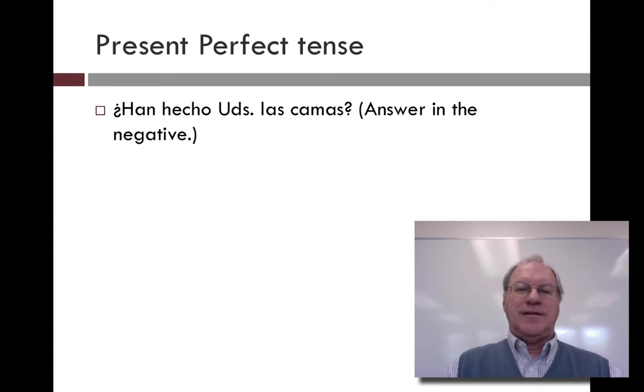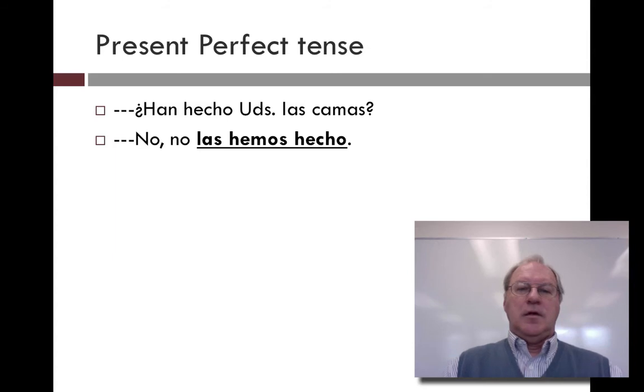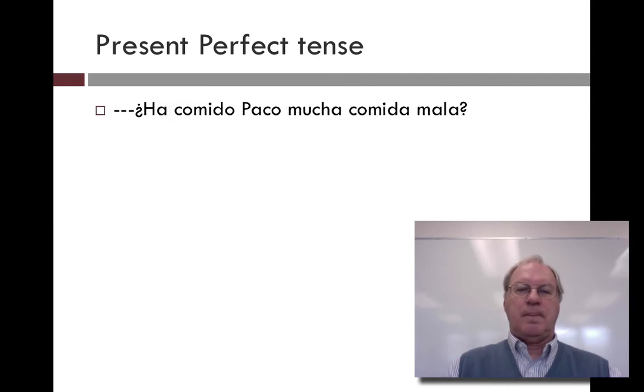¿Han hecho ustedes las camas? Answer with a negative. Remember to put the no before the pronouns. No, no las hemos hecho. The no goes before the las, the direct object pronoun, right before the verb haber, and your verb form hemos hecho. With a negative, no las hemos hecho.